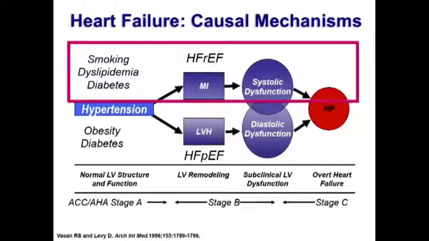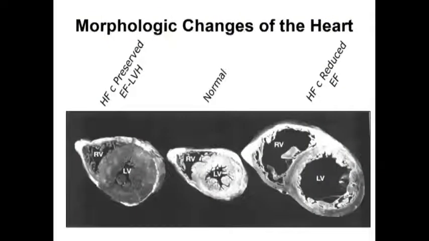They may be in stage A, okay, but now they could be in stage B with the MI, but let's say they have no signs and symptoms of heart failure, okay, or they are in stage C with signs and symptoms of heart failure. And this is just typical of what is representative of what we're talking about.